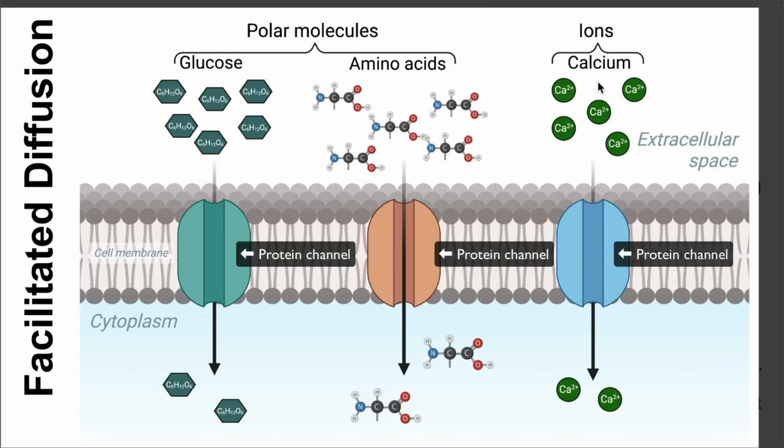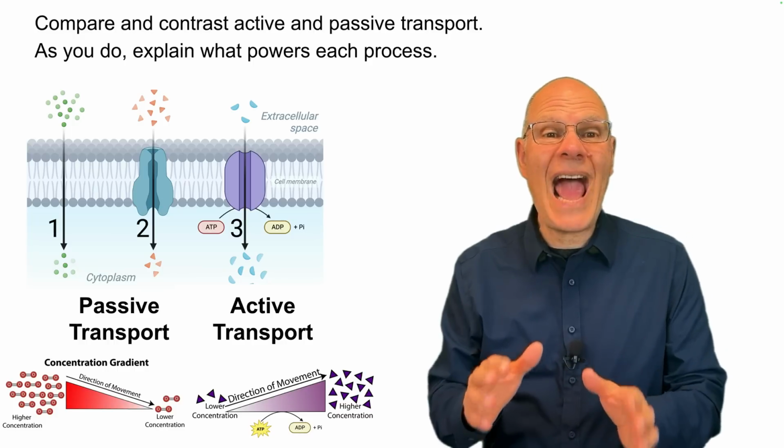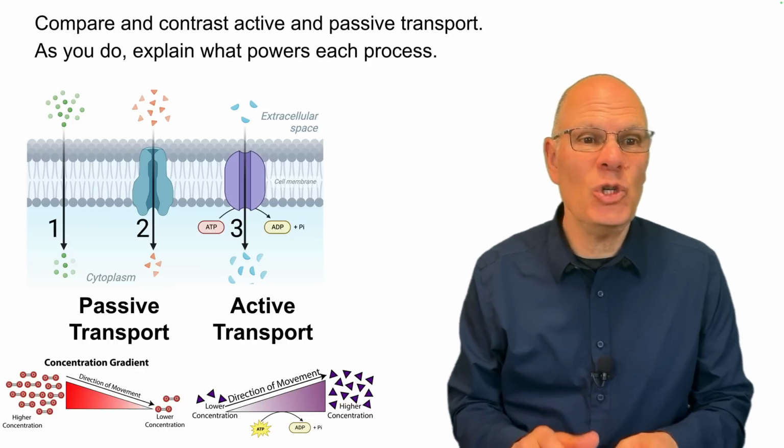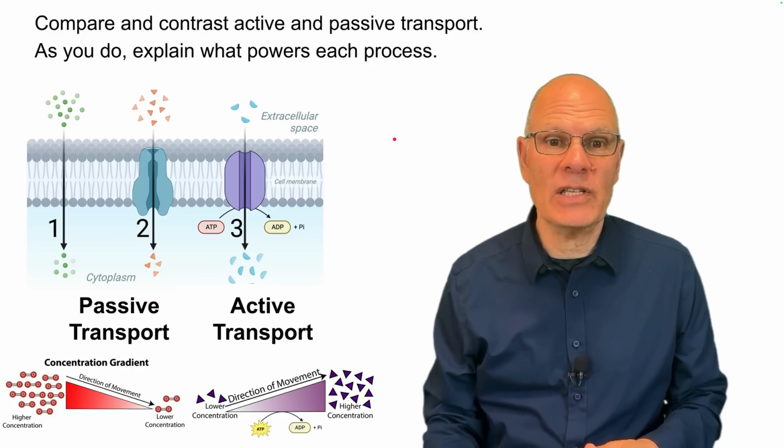There'd be others for ions such as sodium or potassium. Compare and contrast active and passive transport. As you do, explain what powers each process.